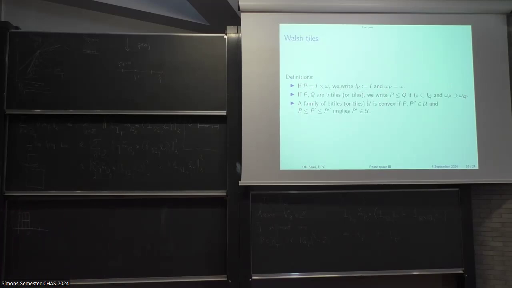And then forward. For these tiles, we will use the same notation as for our Fourier tiles. So when we have a tile, the IP is the space interval, omega p is the frequency interval. And then when we have tiles or bitiles, we can define the partial order for them by looking at inclusion.